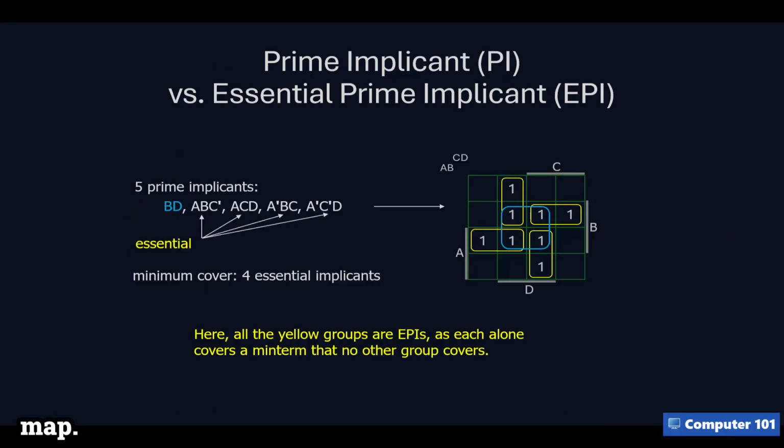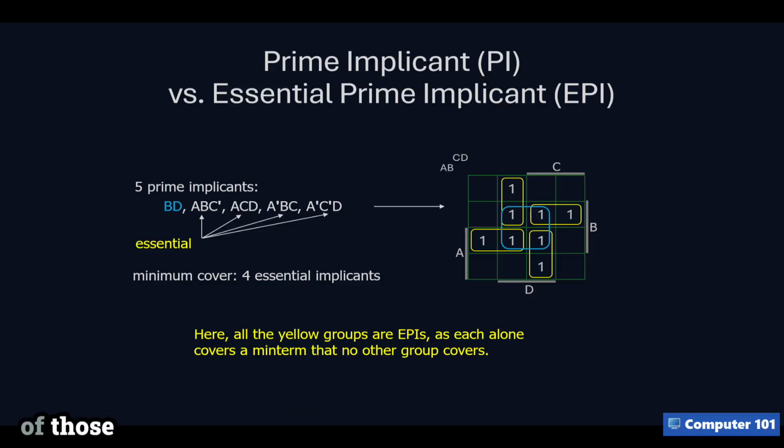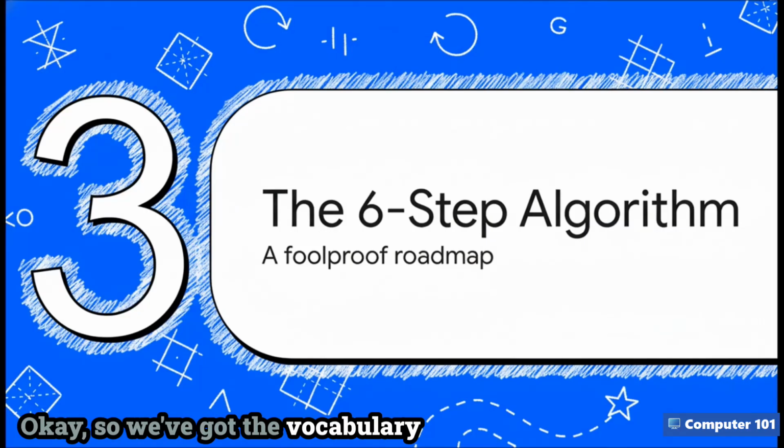Now look at this map. This is a totally different situation. Here, each of those 4 yellow groups covers a one that no other group can touch. That makes all 4 of them essential prime implicants, which means our final answer is simply adding all 4 of them together. Okay, so we've got the vocabulary locked in.